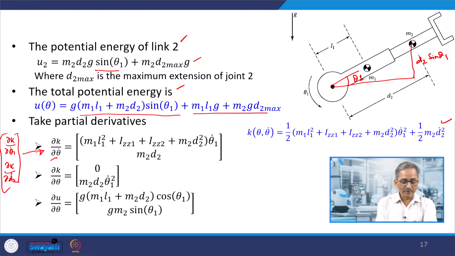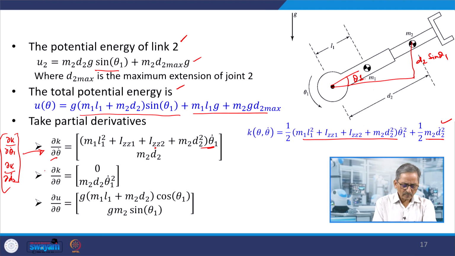When I do del k by del theta 1 dot, I am going to have this constant term into theta 1 dot. And when I do del k by del d2 dot, I take the derivative of this term, so it is going to be m2 d2 dot. So this is actually m2 d2 dot. This way we can get it.